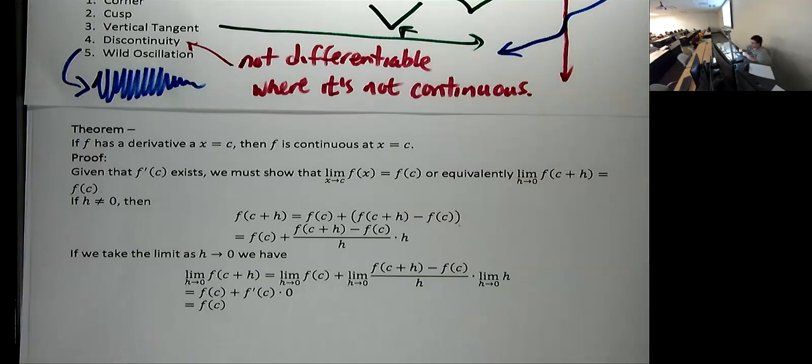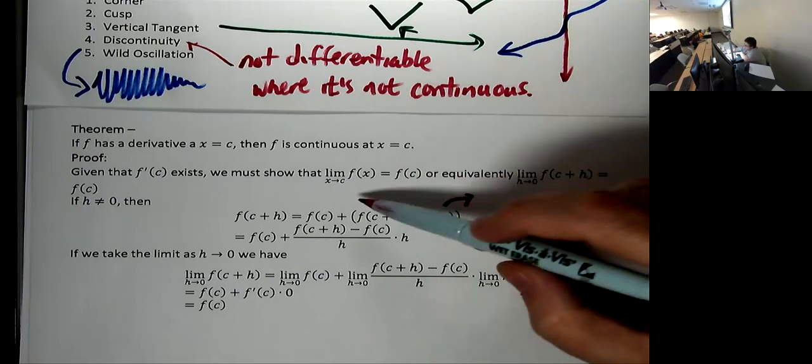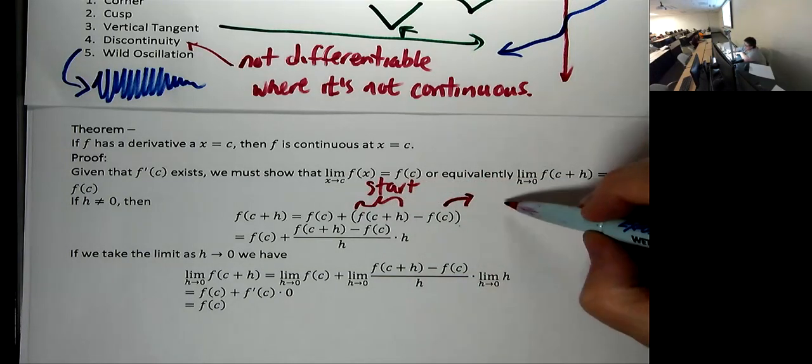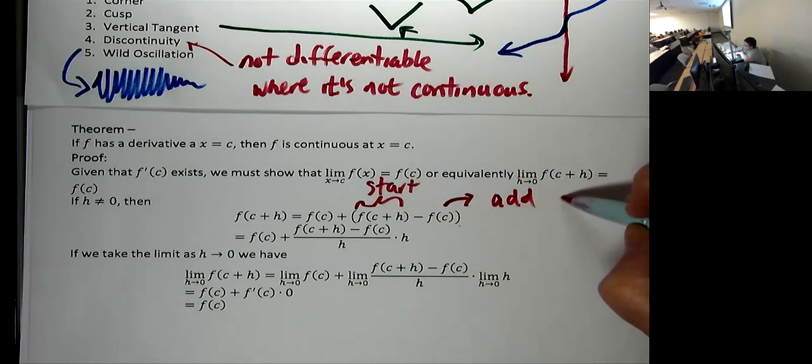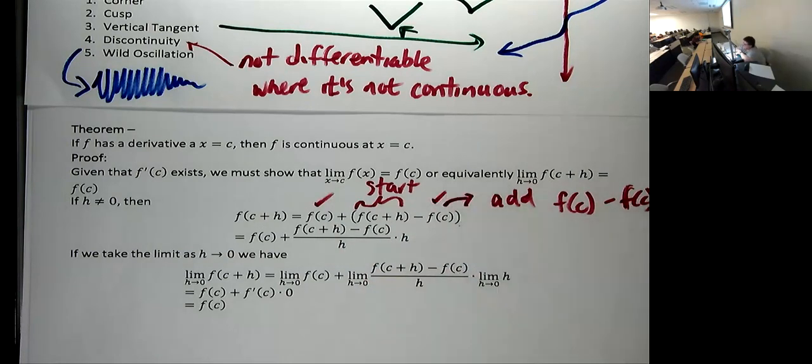What I will point out right here, because this one, everything is kind of like you can follow what's going on, except this first step right here is a little hard to read. We start with this. And then I add f of c minus f of c. That's what I did. So here's my f of c. There's my minus f of c. Because that equals 0 and I haven't added anything, right?